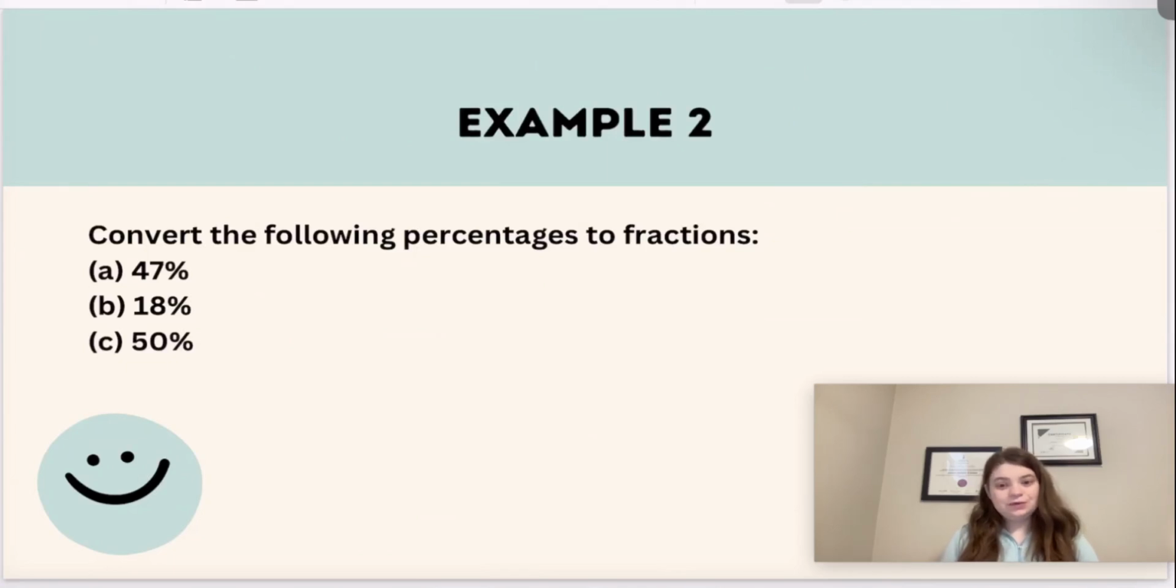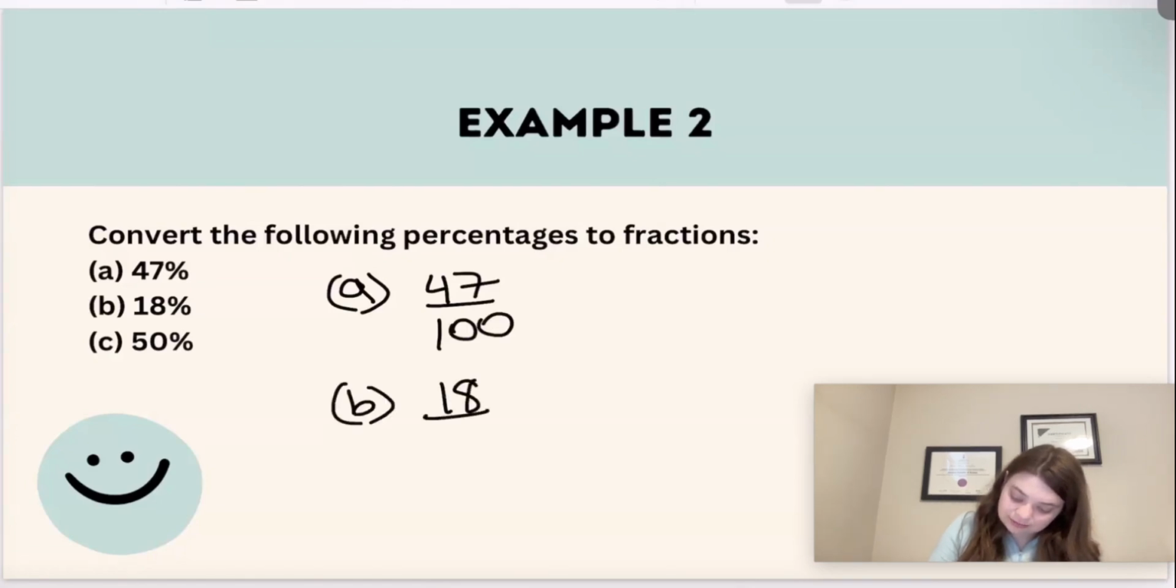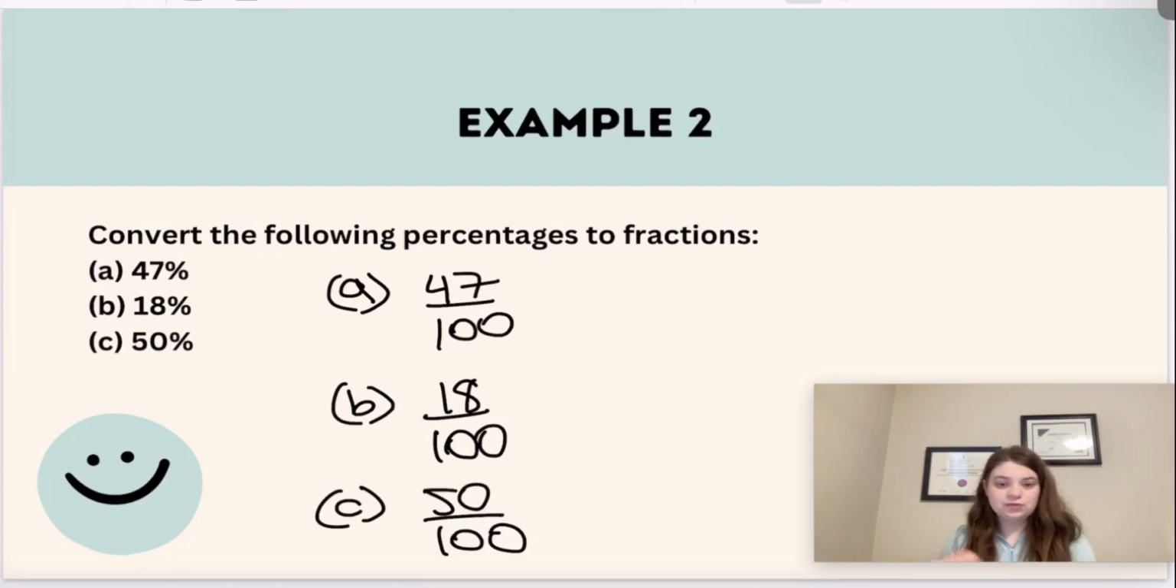So next let's do percentages. For percentages, the nice thing is that the denominator is always just 100, right? Because a percentage is just a fraction out of 100. So 47% is just 47 over 100. 18% is just 18 out of 100. And 50% is just 50 out of 100. These would be our answers for those ones.